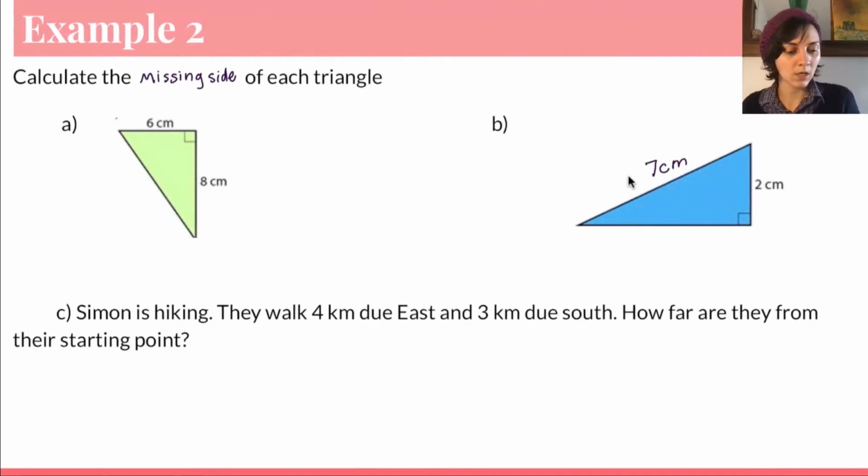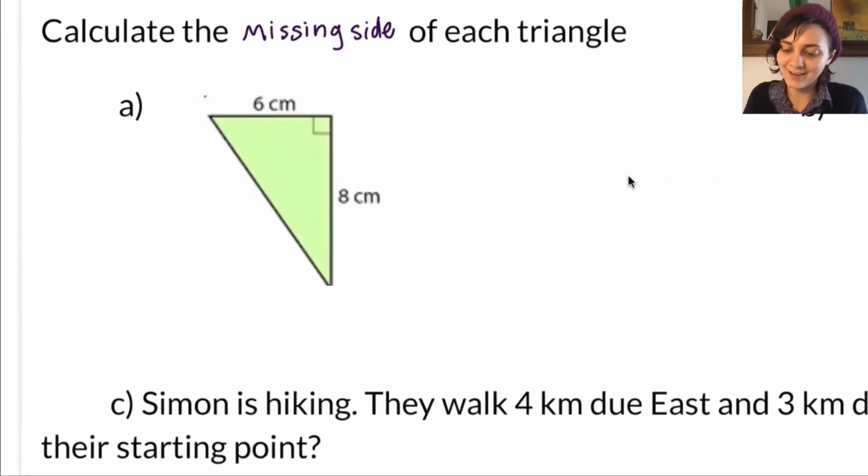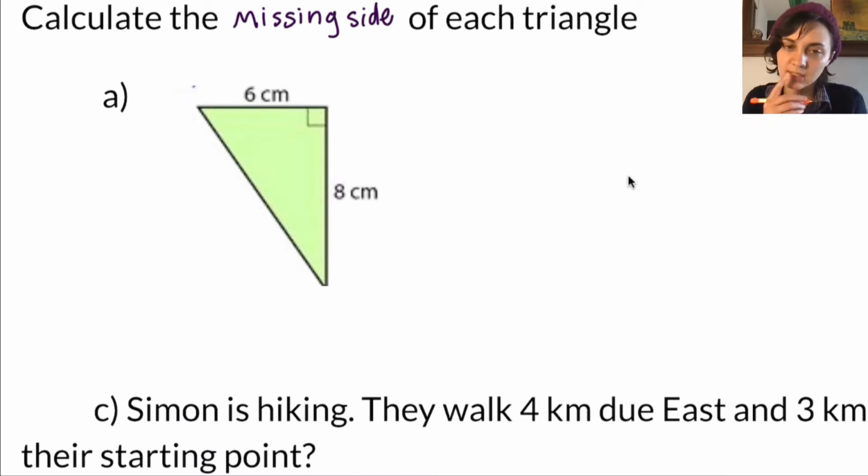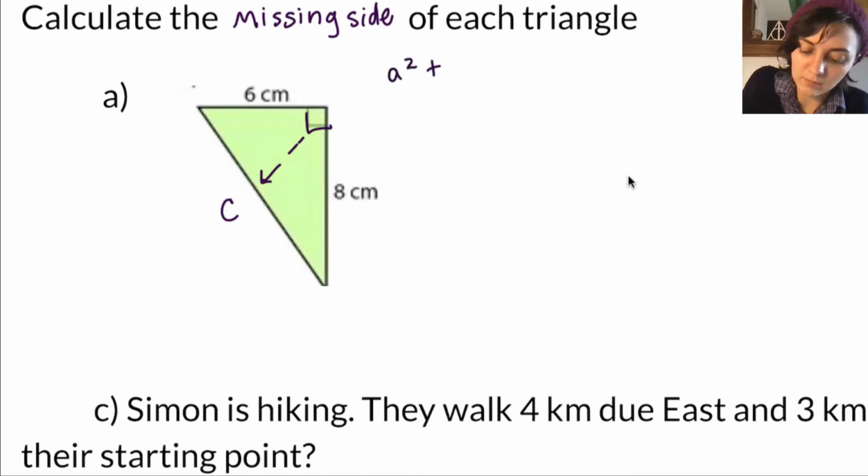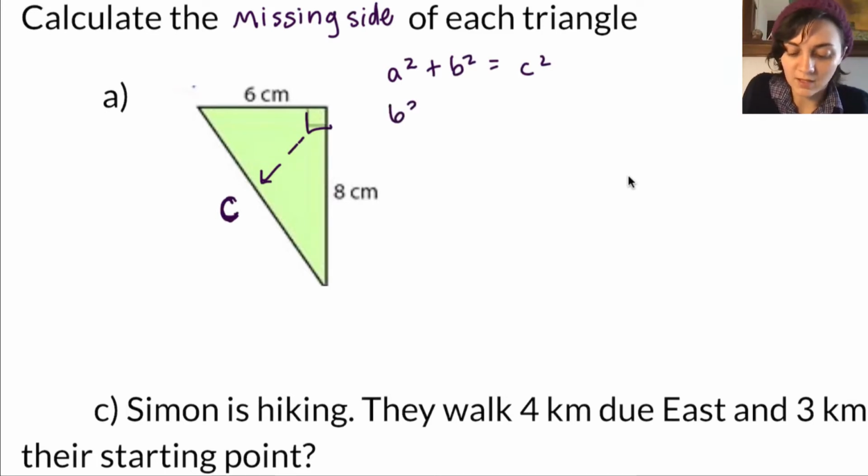Let's do some examples. So example 2, calculate the missing side of each triangle. Woohoo! So in this one right here, I can see that I'm missing the hypotenuse. So it's really important to determine what we're missing. Is it a leg or is it a hypotenuse? In this case, I know I'm missing the hypotenuse because it's across from the right angle. And so when I set up my A squared plus B squared equals C squared, it's important that I know that this is C, the hypotenuse. And then I can fill in the other legs.